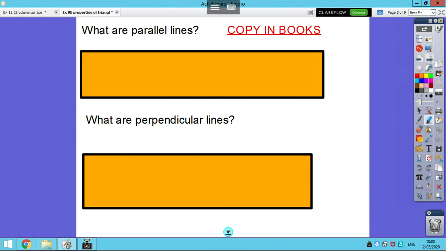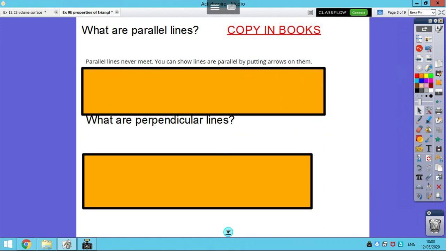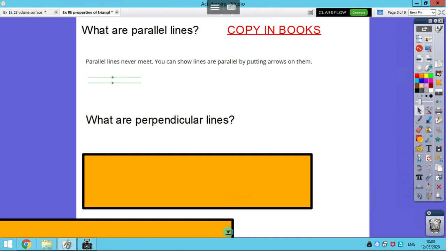So let's have a look at some pairs of lines that we might have seen before. So what are parallel lines? Parallel lines never meet, and you can show lines are parallel by putting arrows on them. If you look at these two lines here, we can see that they are parallel. Whenever we see two lines that are parallel, we put little arrows on them to show that they will never meet. They're kind of like train tracks. They stay the same distance apart and they will never cross.